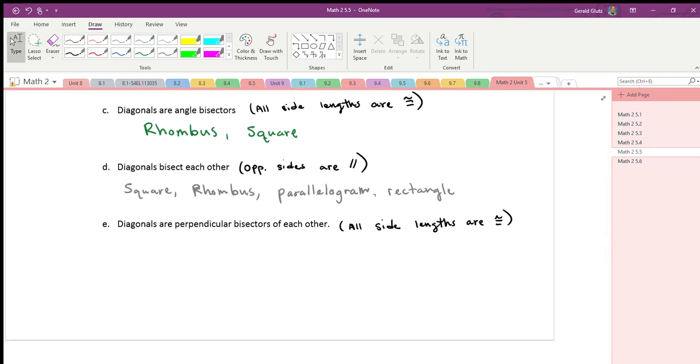And then finally part E, diagonals are perpendicular bisectors of each other. So that means all lengths have to be congruent if the diagonals are perpendicular and they bisect each other. So that would be a square and a rhombus.